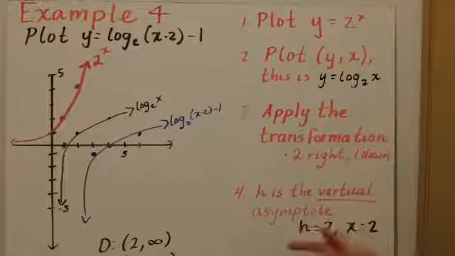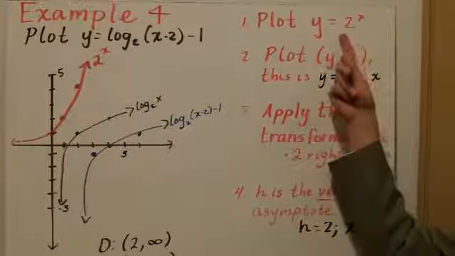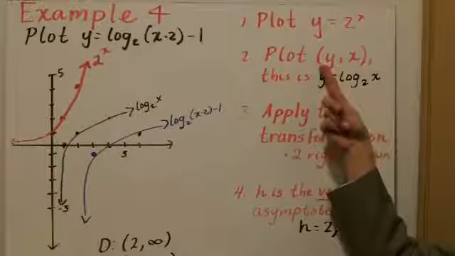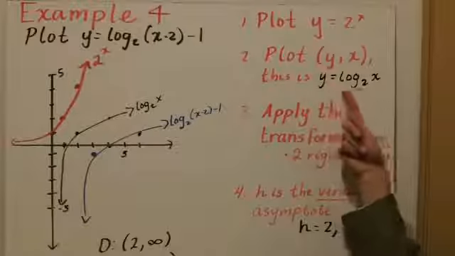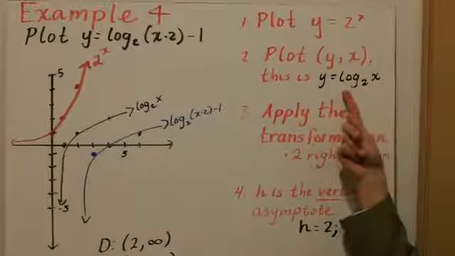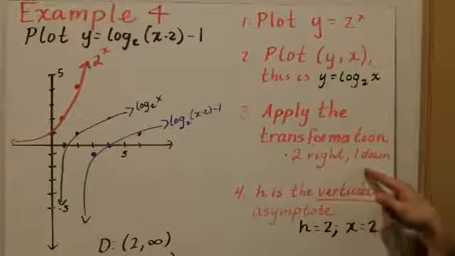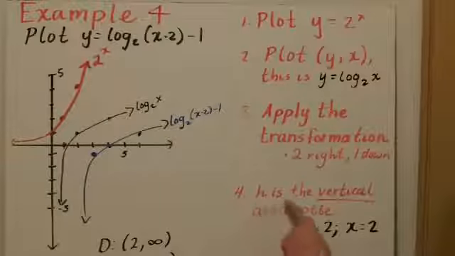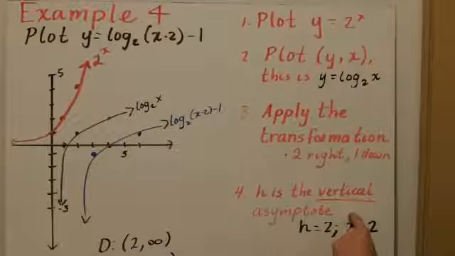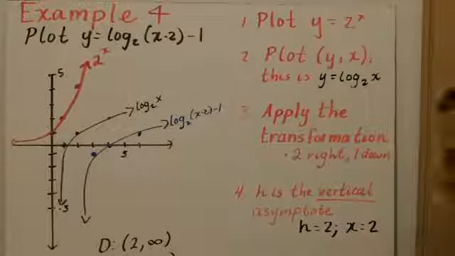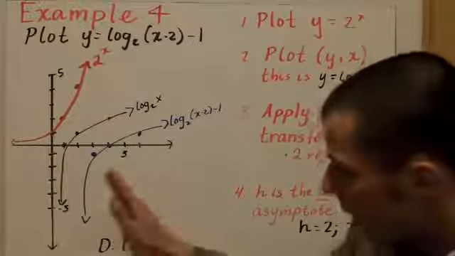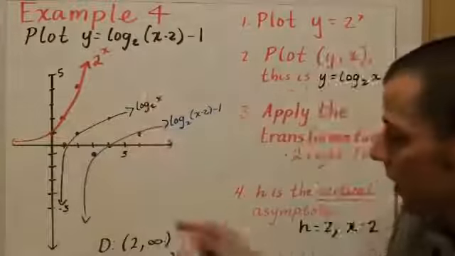So there are 4 steps to think about. Plot that exponential function. Switch your points, and that would give you your parent log function. Then apply the transformation. In this case, 2 right, 1 down. h is always going to be the vertical asymptote with logarithms. So our vertical line is x equals 2. So notice how our domain is 2 to infinity.